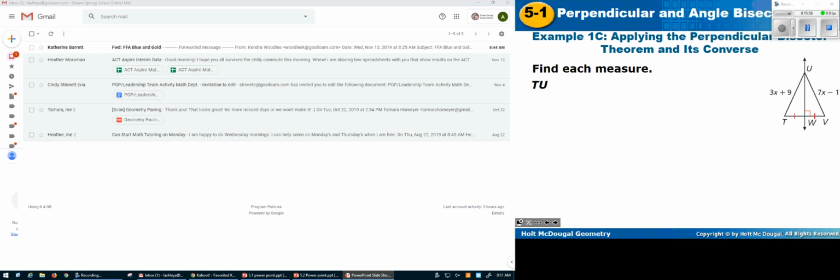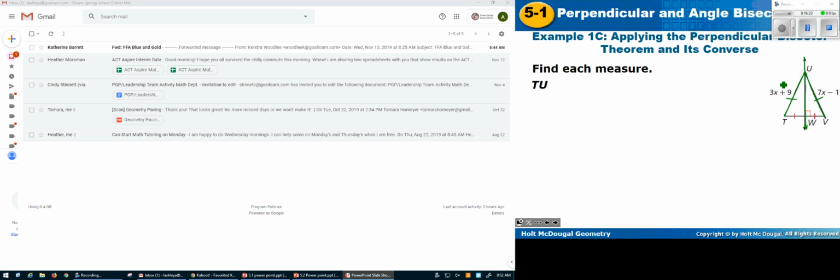So when I look at the picture, first thing I would ask myself is, do I have a perpendicular bisector? Yes. Which line is the perpendicular bisector? UW. And so the theorem, the original theorem, just said then that means U is equidistant to the endpoints T and V. So what could I write down as an equation?